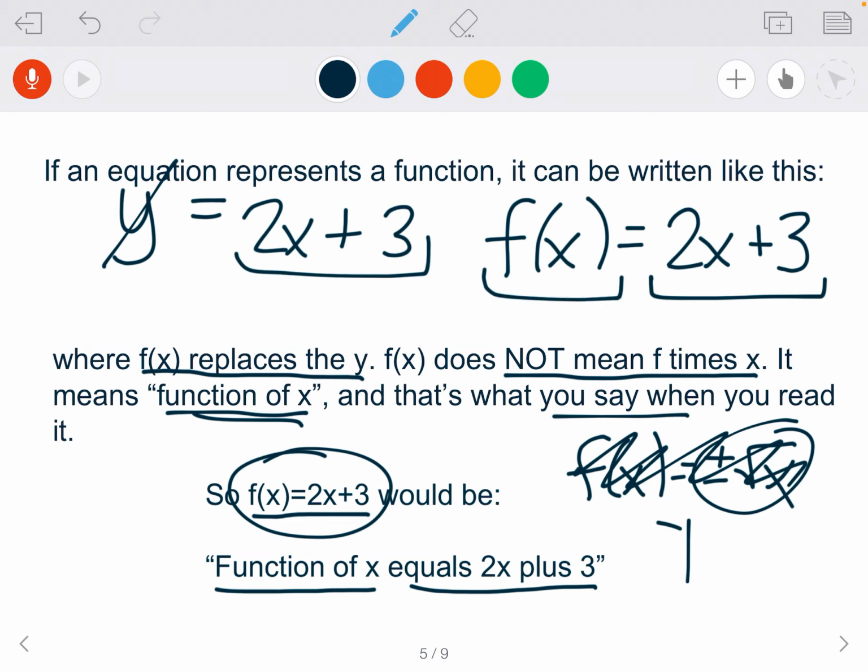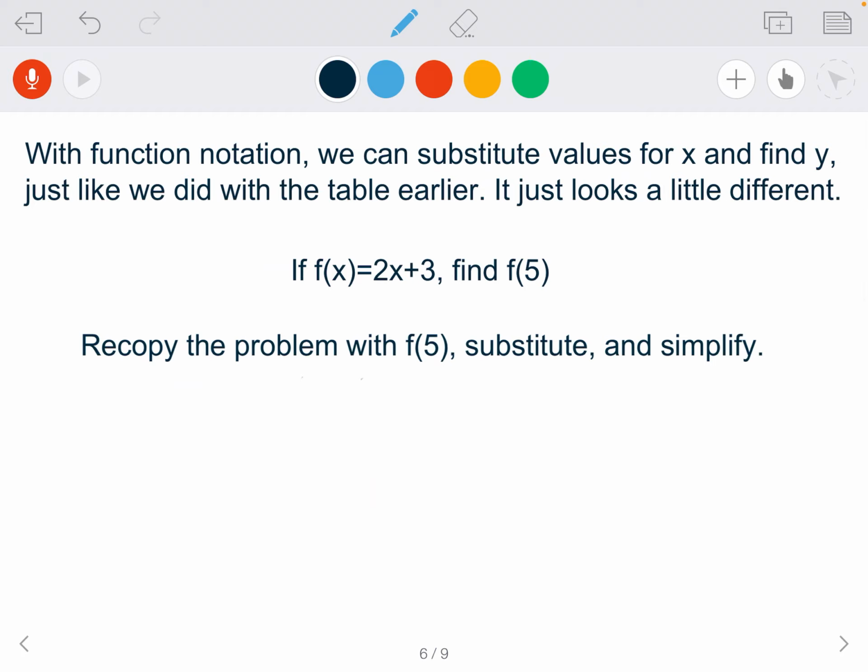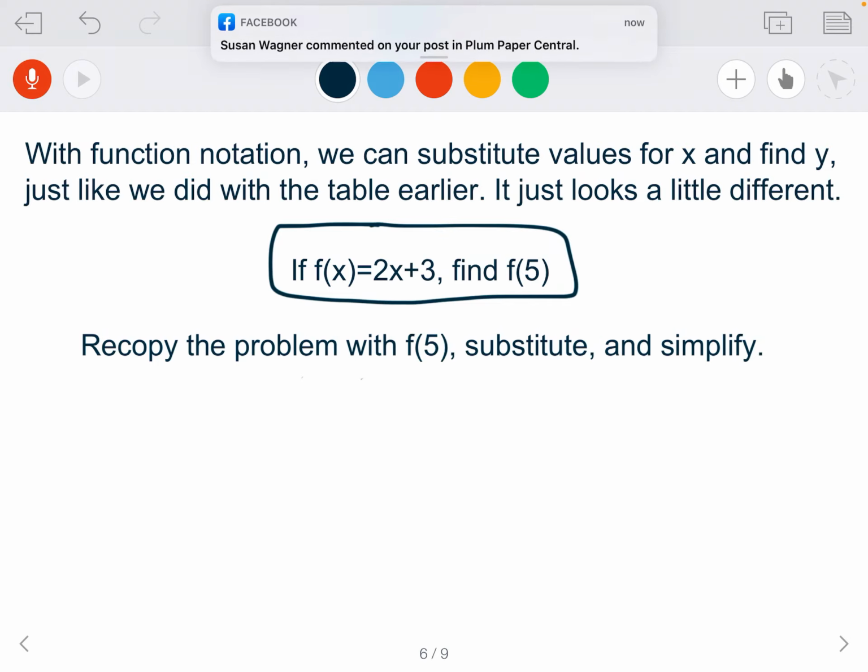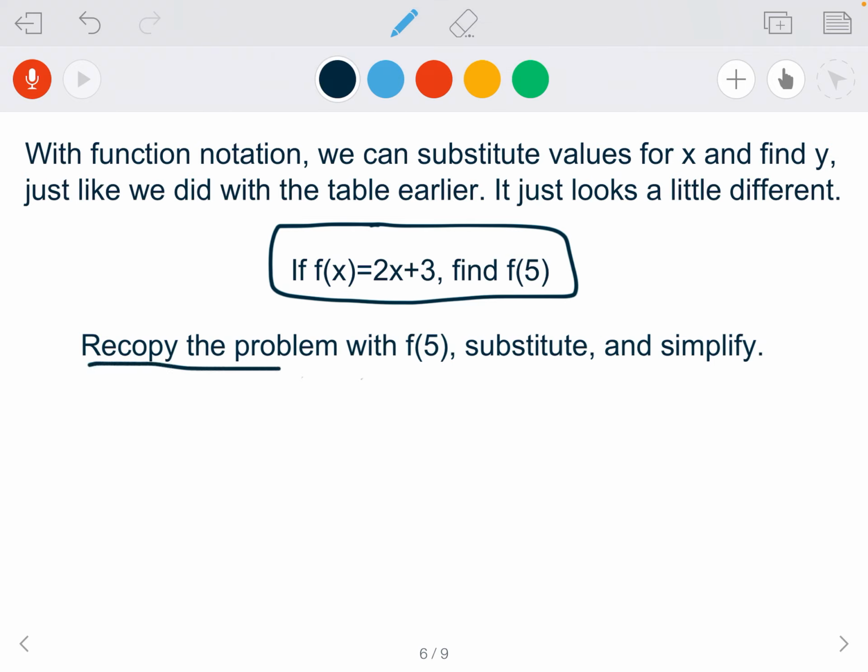So the important thing to remember is that this is just an equation with the y taken out and f of x put in. And with function notation, we can substitute values for x and find y, just like we did with the table earlier. It just looks a little different. So this is what the problem might look like. If f of x equals 2x plus 3, find f of 5. So what they want us to do is recopy the problem, substitute 5 where the x's are, and then simplify.